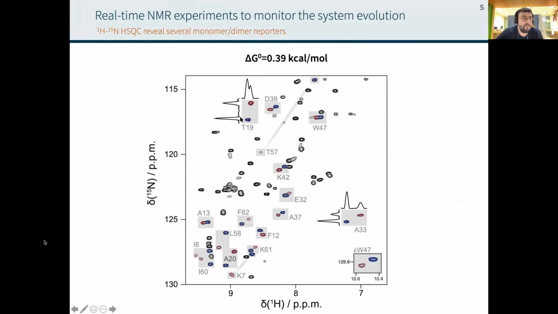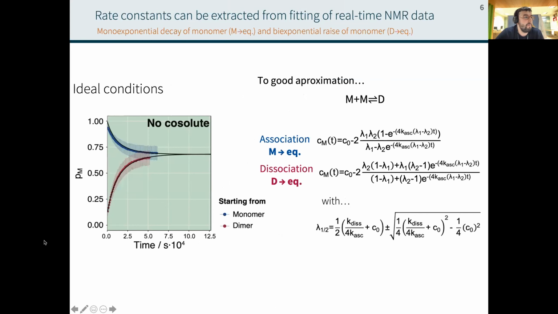Also, this system gives a really nice HSQC spectrum where you have 2 sets of signals, one corresponding to the monomer and one corresponding to the dimer. In fact, the equilibrium is virtually the same as the one you would measure from size exclusion chromatography. So you can start either from the monomer or the dimer and measure the peak volumes over time. So it's basically a real-time NMR experiment.